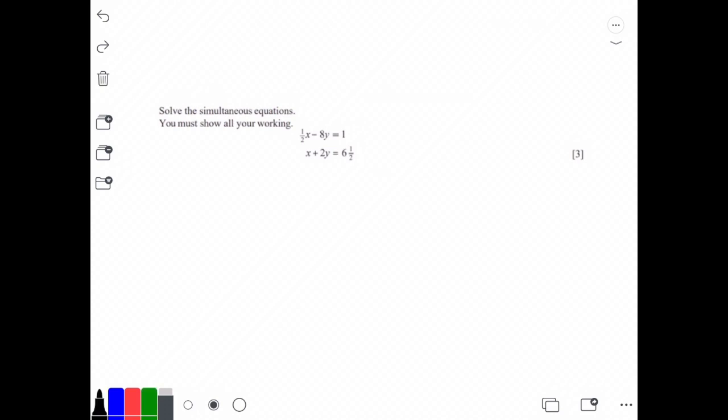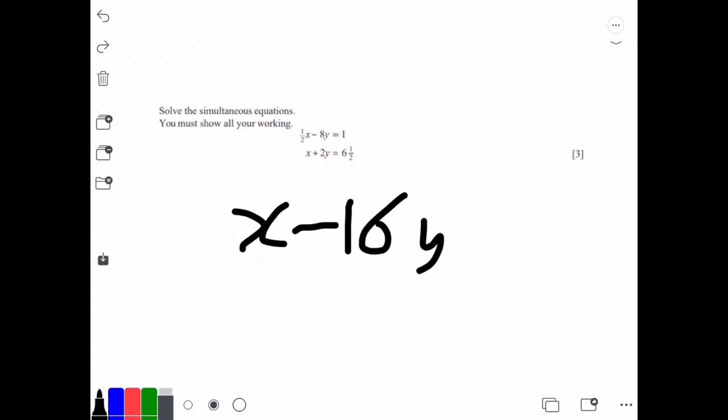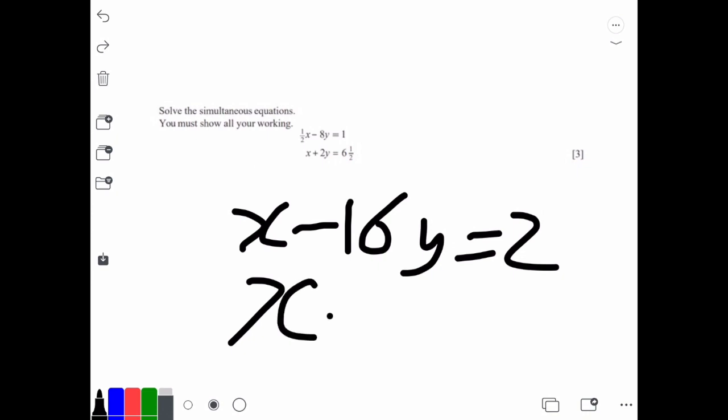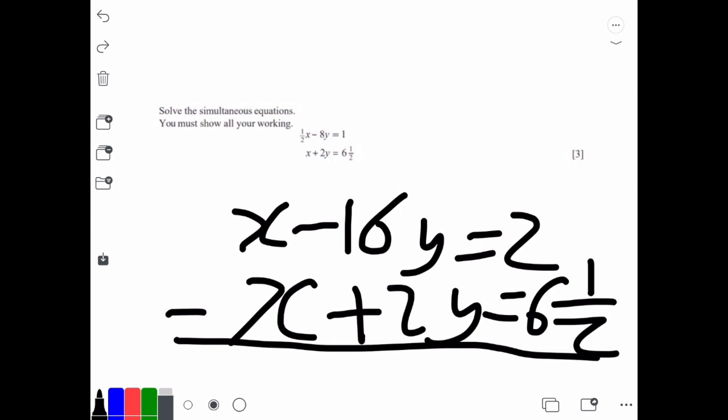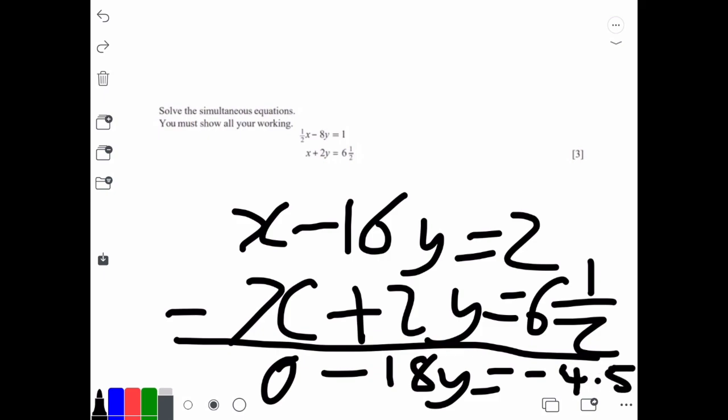I can either choose x or y to remove from the equation, to only be left with one unknown variable, which I can find. In this example, I will try to get x out of the equation, and to do this, I will first multiply the top equation by 2 to get x minus 16y is equal to 2. And we'll keep the bottom equation as it is. x plus 2y is equal to 6.5. And then I will subtract the bottom equation from the top equation to get 0 minus 18y is equal to negative 4.5.